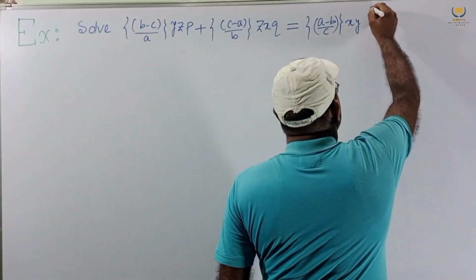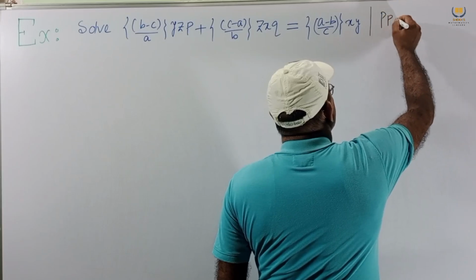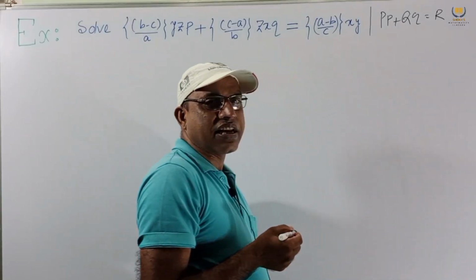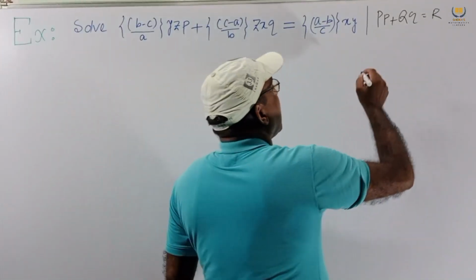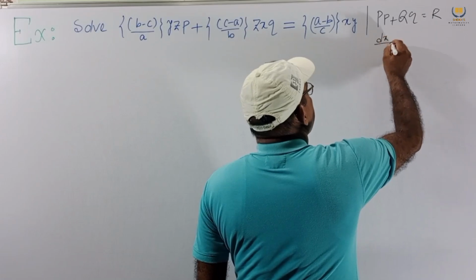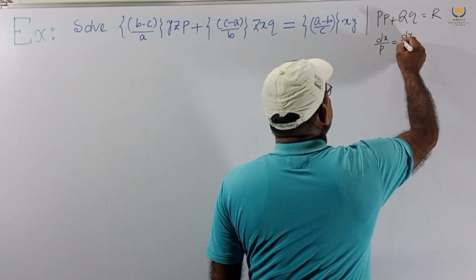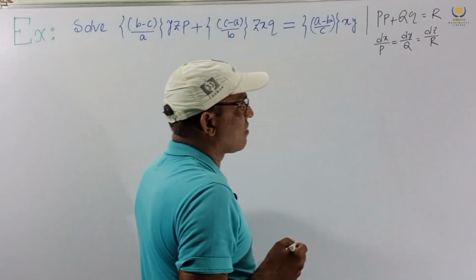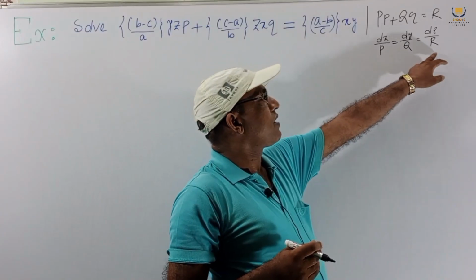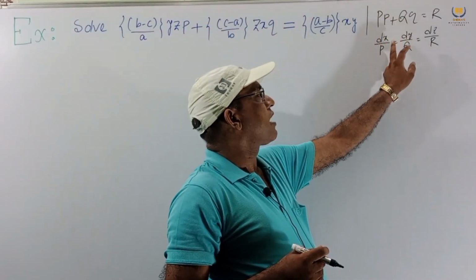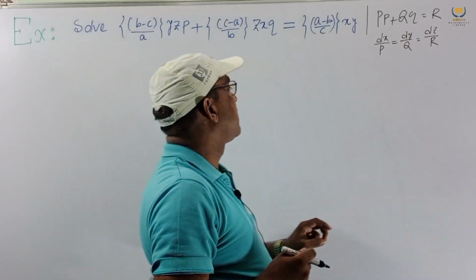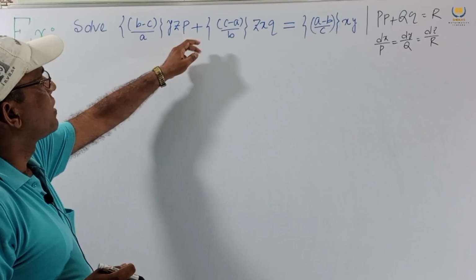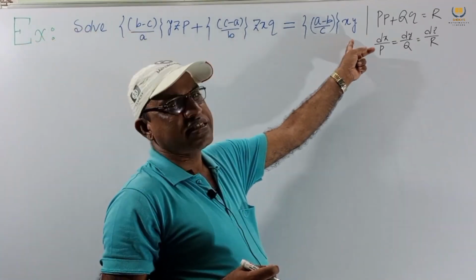Now I recall the formula. This is capital P small p plus capital Q small q equal to R. If we get this type of equation, then the auxiliary equation will be dx by capital P, dy by capital Q, dz by capital R. This is our auxiliary equation. This P, Q, R we write in the denominator. So this whole is capital P small p, capital Q small q, and this whole is R.